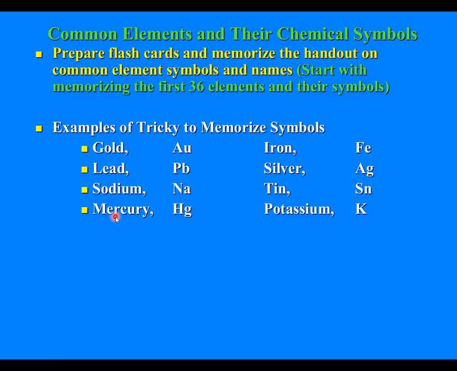If we look at mercury, the capital H, lowercase g, refers back to the old-fashioned name hydrargyrum, quicksilver, which was the old name for mercury. If we look at iron, capital F, lowercase e, for ferrum, which meant firmness, right? Because of the firm, strong nature of iron-containing materials. If we look at silver, capital A, lowercase g. If we look at tin, the old-fashioned name was stannum, capital S, lowercase n.